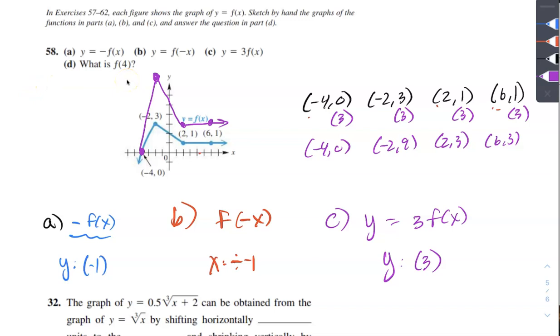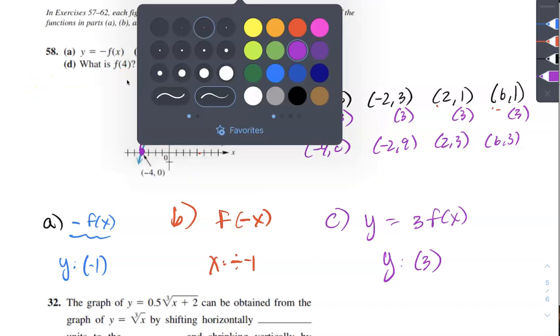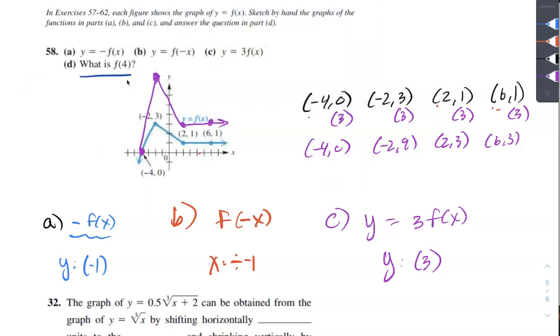Last question, what is f of 4? That's like a throwback. F of 4 is just what's the y value at 4. So here's 1, 2, 3, 4. Just the point right there. And that point is 1. Right, it's all that does. Anytime f of 4 is saying, what's the y value at that x value?